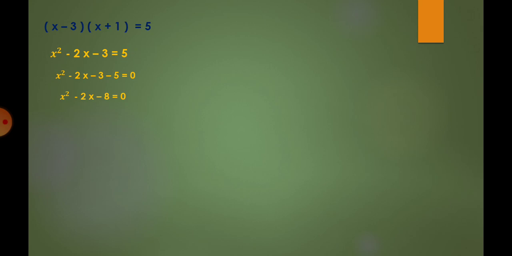So we put the equation in standard form, and we can factorize x² − 2x − 8. It will be (x − 4)(x + 2). So we can write x − 4 = 0 or x + 2 = 0. We can write x = 4 and x = −2. So the solution set is {4, −2}.